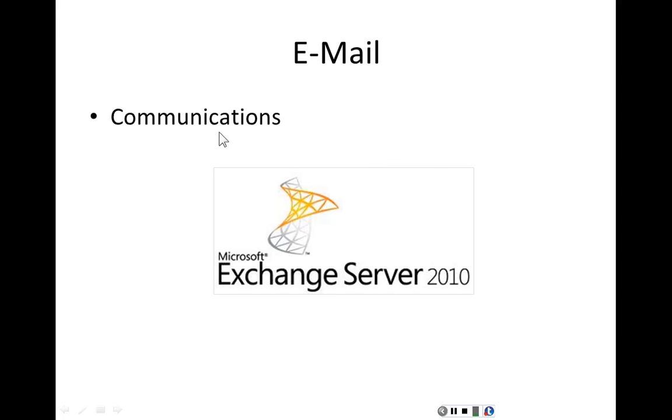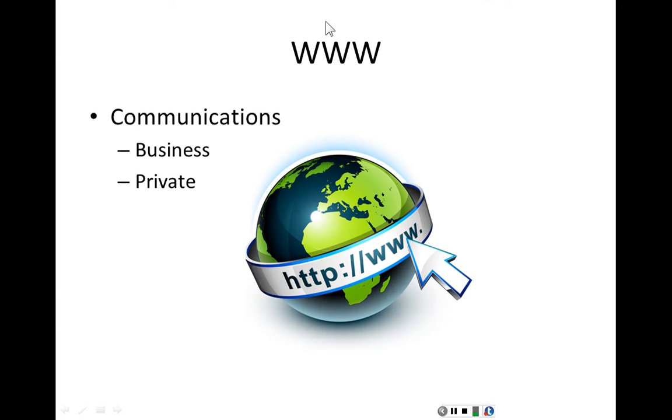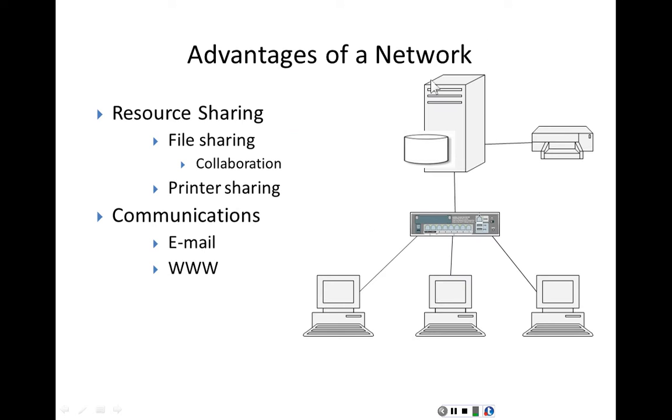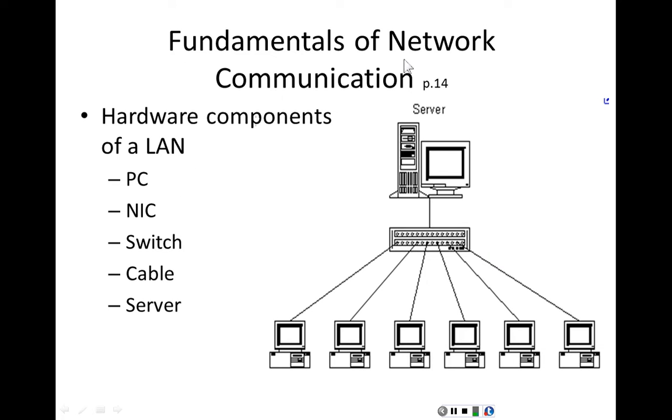And then if we look at communications, email communications and web communications allows private individuals to communicate and allows businesses to communicate. So the advantage of a network is resource sharing, such as file sharing and printer sharing, and communications, such as email and the World Wide Web. So fundamentals of network communication on page 14 lists the hardware components of a local area network: PC, network interface card, switch, cable, and server.